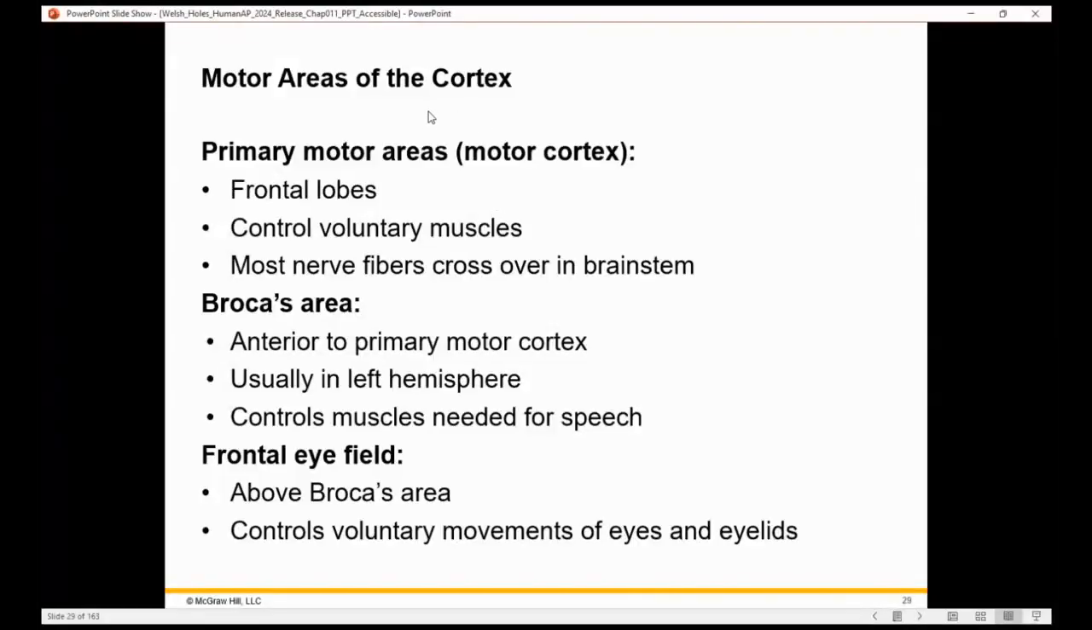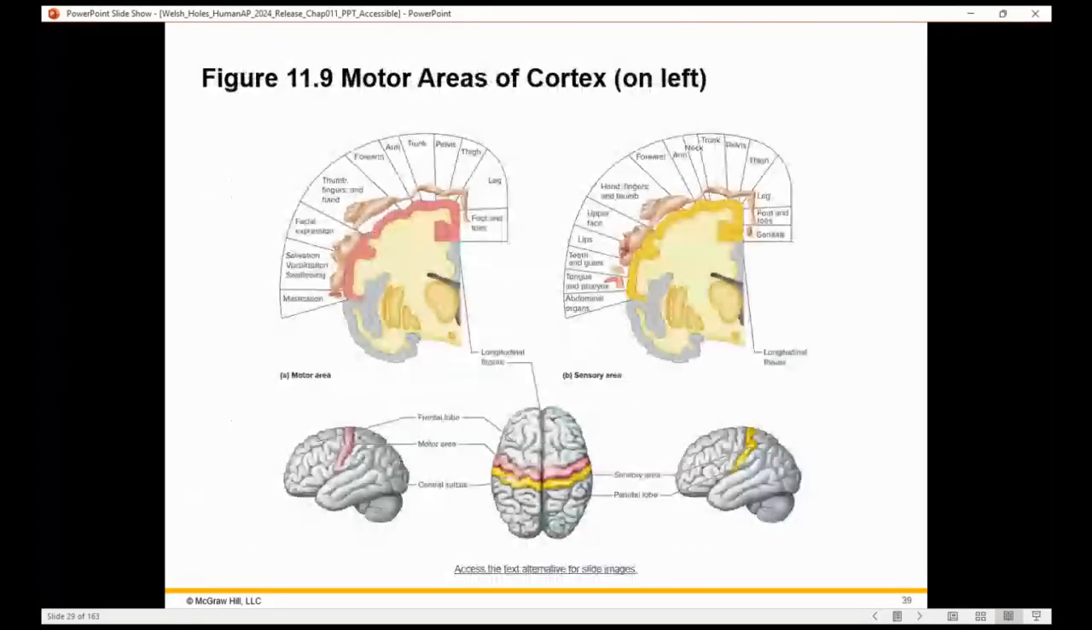The motor areas of the cortex. This is right in front of the sensory area. The primary motor areas are the motor cortex, or the frontal lobes. They control the voluntary muscles. Most of the nerve fibers cross over in the brainstem, actually. Broca's area is anterior to the primary motor cortex and usually in the left hemisphere. It controls muscles needed for speech. And then the frontal eye field is above Broca's area, and it controls the voluntary movements of the eyes and eyelids.